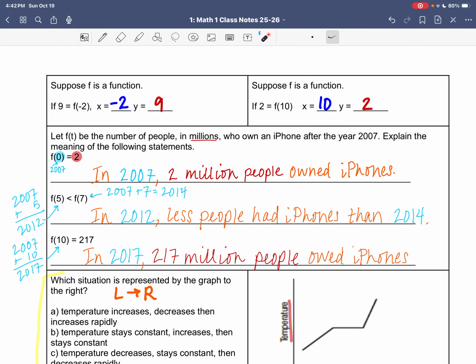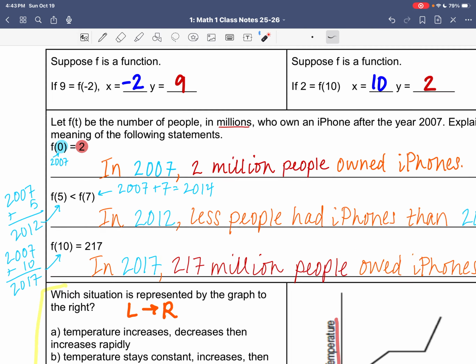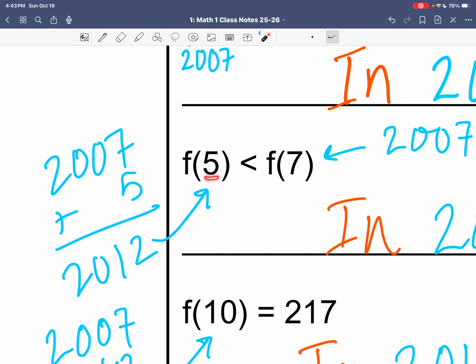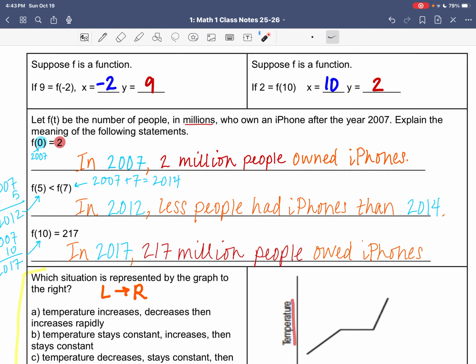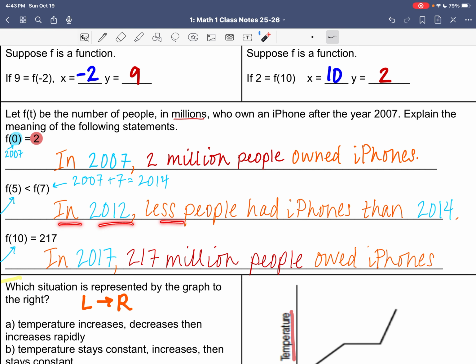Now in this one, it says f of 5. So remember, if 2007 equals 0, if we were to add 5 years, we're going to end at 2012. And then if f of 7, you're going to take 2007, which is 0, and add 7 to it, and you'll get 2014. And we know this is going to be less than that. So if we put that in words, in 2012, fewer people had iPhones than in 2014.